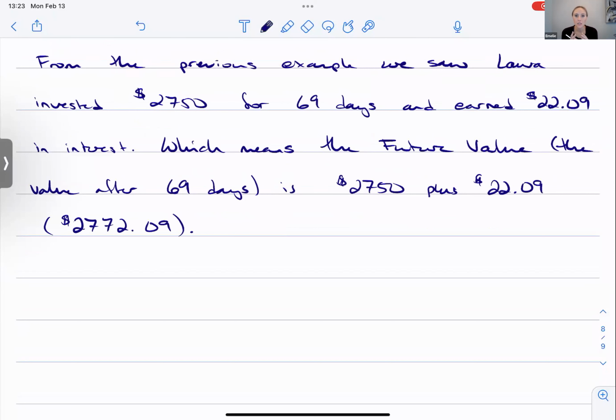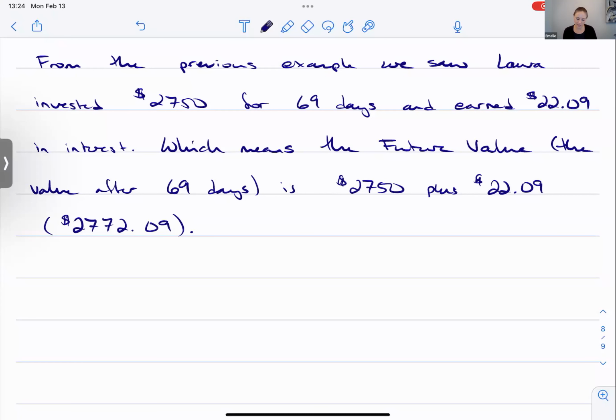Now, to visualize this, usually what we do is we use some sort of timeline. The timeline is only meant to help you organize information, but it is going to be so powerful for laying out all the information that you're given.